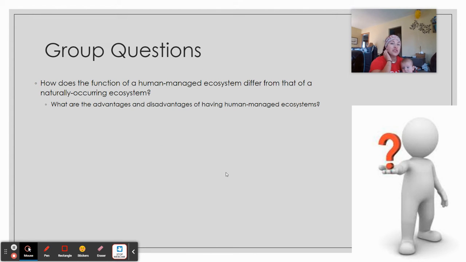Okay, so how does a function of a human managed ecosystem differ from that of a naturally occurring ecosystem? So when humans manage, it's typically for one purpose. Natural ecosystems can provide food, they can provide shelter, they can provide all of these different things that we typically don't manage for.